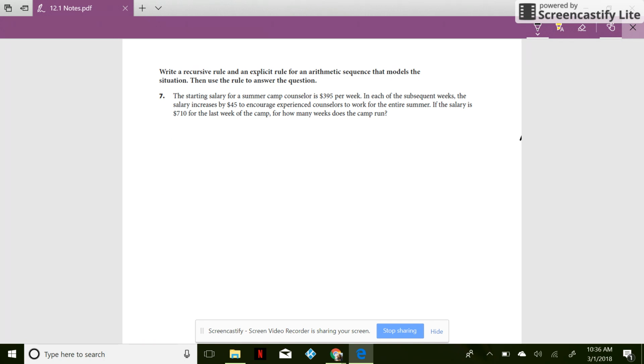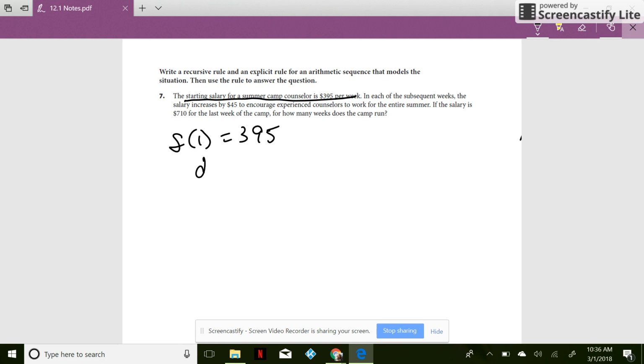In each of the subsequent weeks, the salary increases by $45 to encourage experienced counselors to work for the entire summer. If the salary is $710 for the last week of camp, how many weeks does the camp run? So starting salary is $395. Summer starts at week 1. So our function for week 1 is equal to $395.